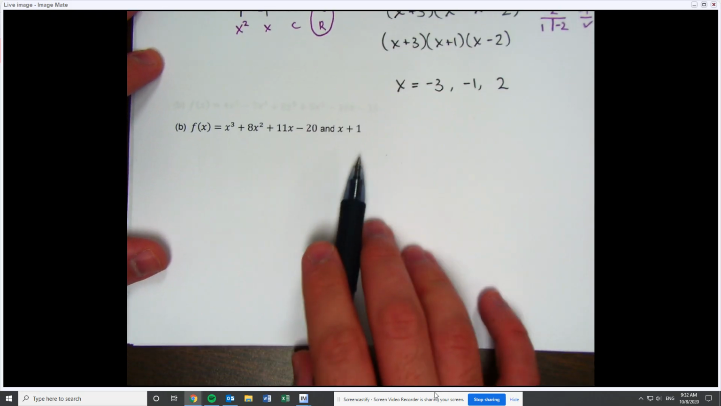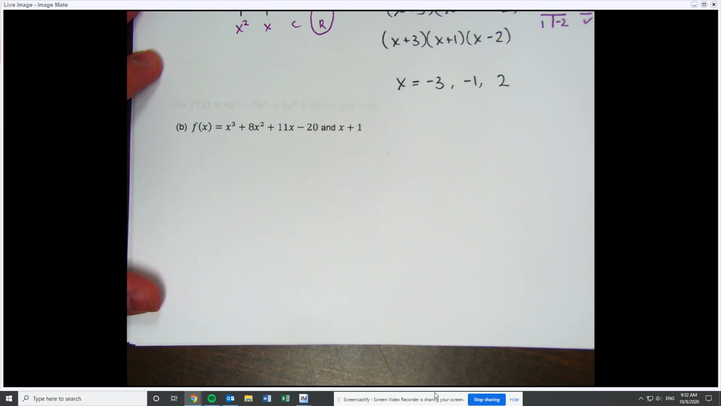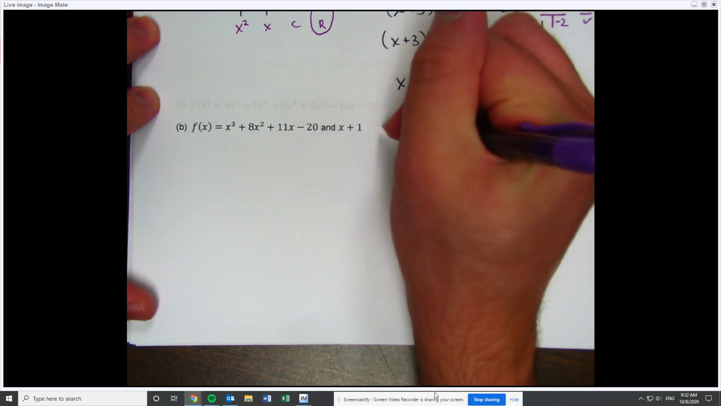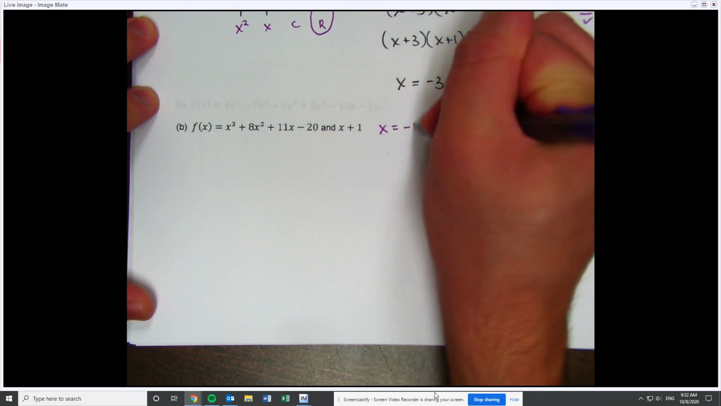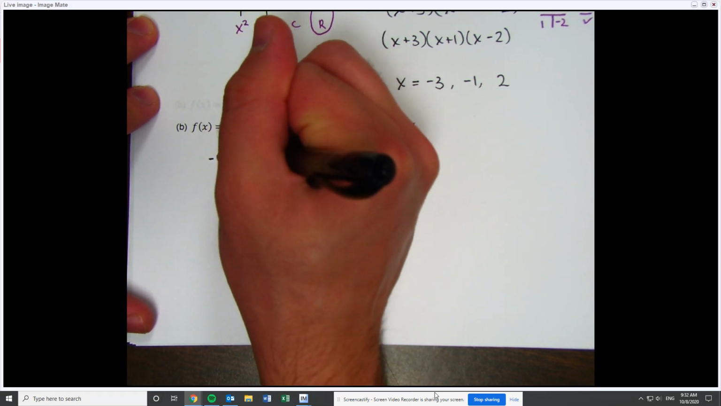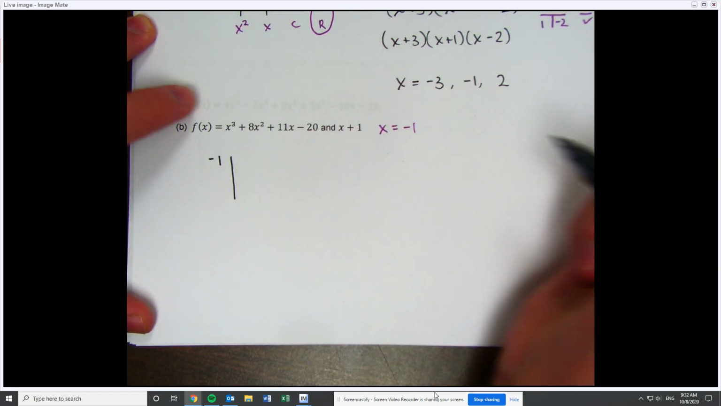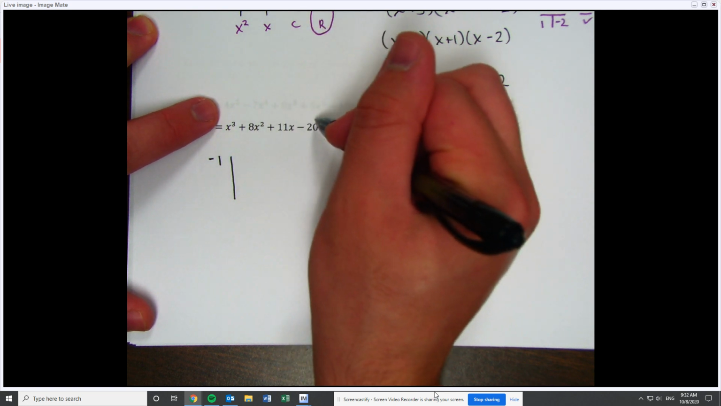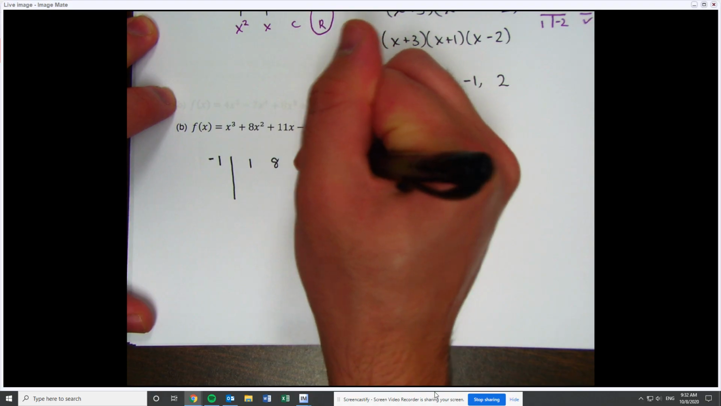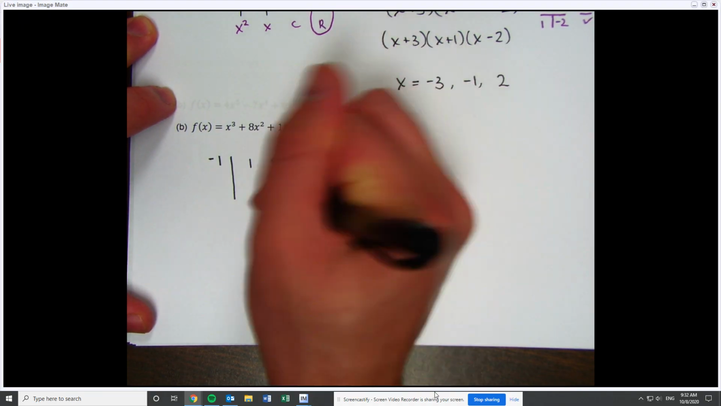I want to see if x plus 1 is a factor of this one. Let's see if we can write it as 2 parentheses touching. So I see what I'm going to divide by is x equals negative 1. So right here, doing a countdown, 3, 2, 1, none. Everything's there. So I have 1, 8, 11, negative 20.